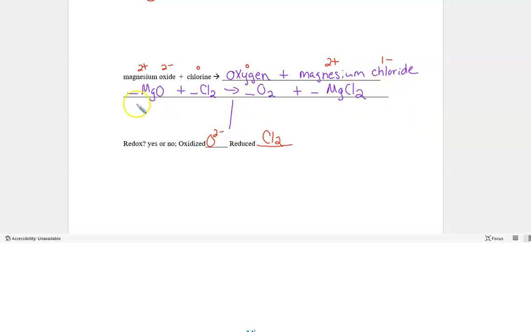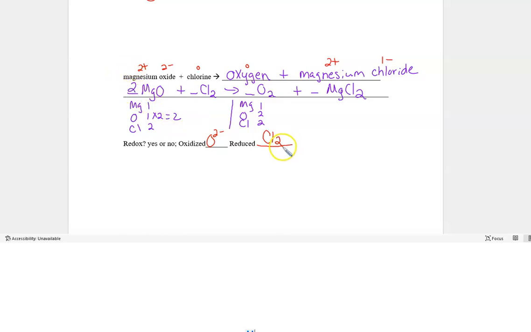Let's make our list. We got magnesium. We've got oxygen, chlorine, magnesium, oxygen, chlorine. We've got 1 of those, 1 of those, 2 of those. We've got 1 of those, 2 of those, 2 of those. We pick an element to fix. The only one messed up is my oxygen, so I'm going to go ×2.